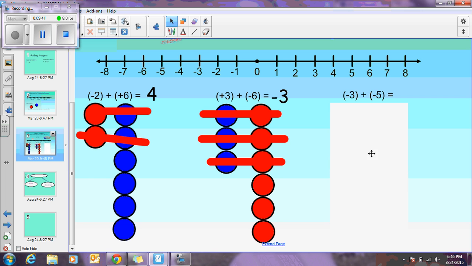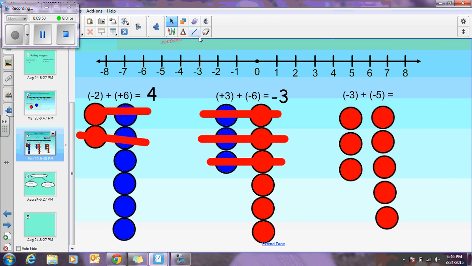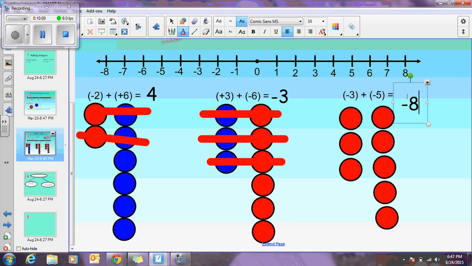The last one I see a negative and a negative. Let's do a -3. Let's do -5. Wait, I'm trying to cancel them out and I can't cancel any of them. Really, you have to count in total what's left over. 1, 2, 3, 4, 5, 6, 7, 8. And they're red, so that means a red is -8. So -3 plus -5 is -8.